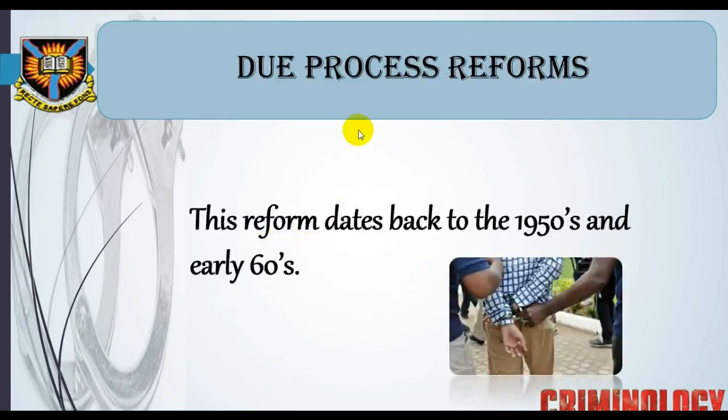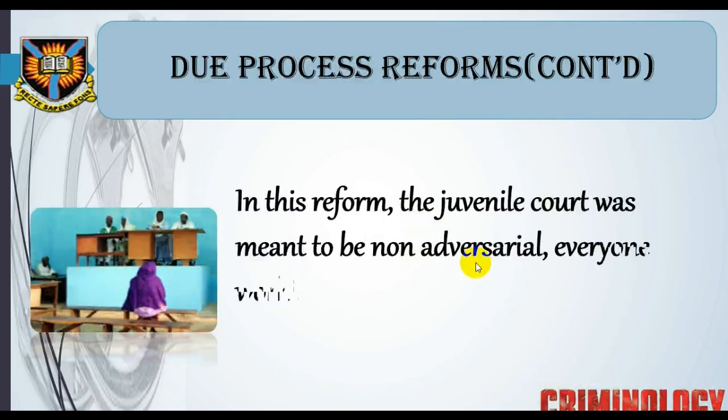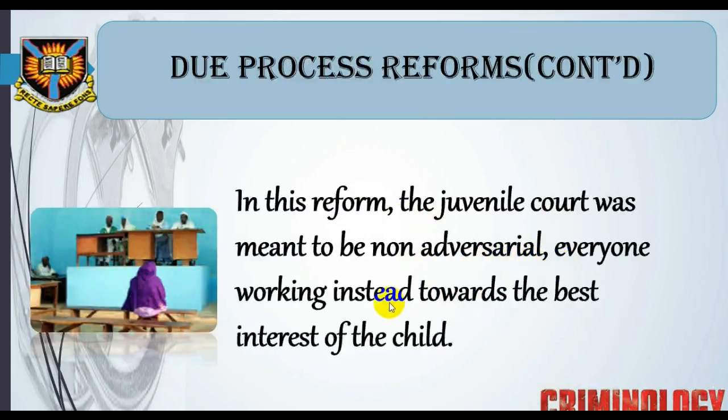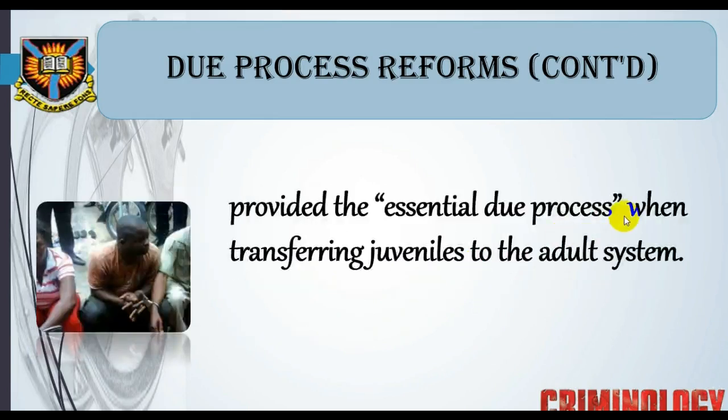Due process reforms. This reform dates back to the 1950s and early 60s. In this reform, the juvenile court was meant to be non-adversarial, everyone working instead towards the best interest of the child. The first major due process reform came with the U.S. Supreme Court's ruling in Kent v. United States, 1966, that the juvenile court must provide essential due process when transferring juveniles to the adult system.